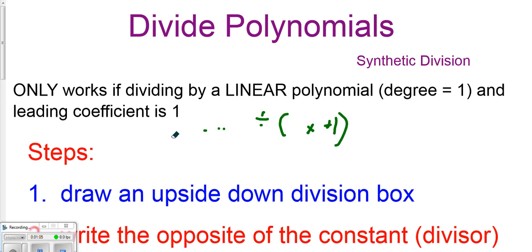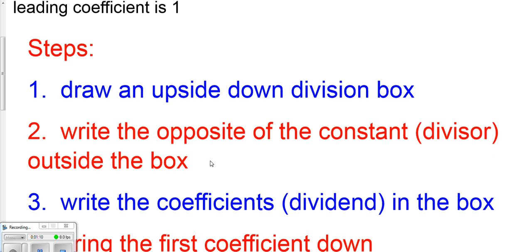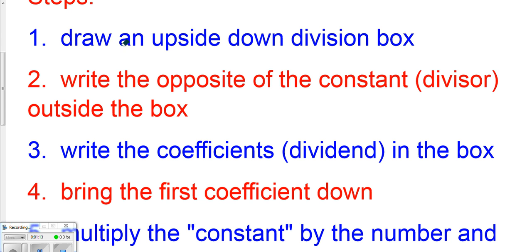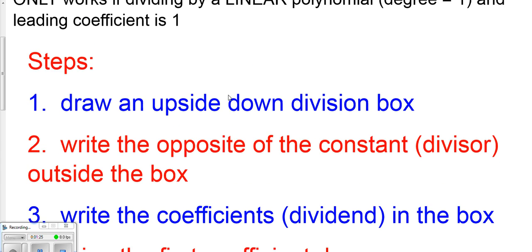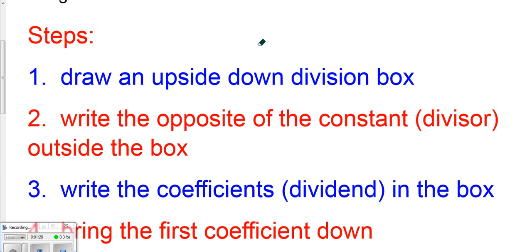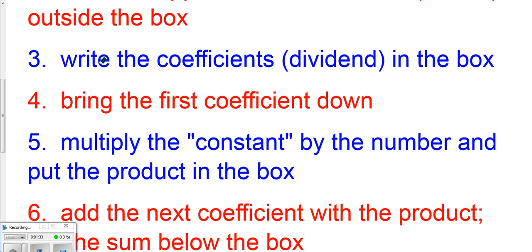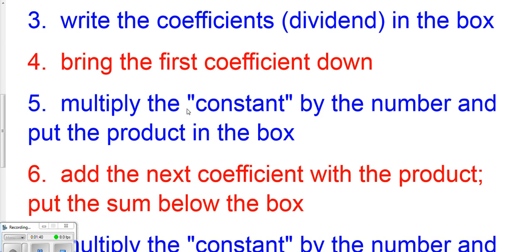Now it will work. These are the steps to follow if you are going to do synthetic division. Number 1, you're going to start by drawing an upside down division box. And I'll show you what this looks like when we do an example. Next, you're going to write the opposite of the constant, or the divisor, outside the box. So again, whatever you're dividing by, if it's x plus 5, you're going to put a minus 5 on the outside. Then you're going to write the coefficients of the dividend inside of the box. I'll show you again what that looks like.